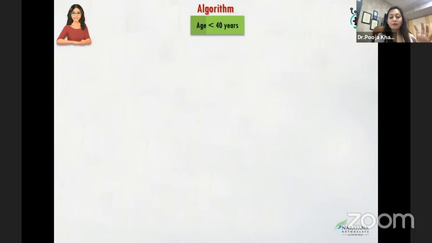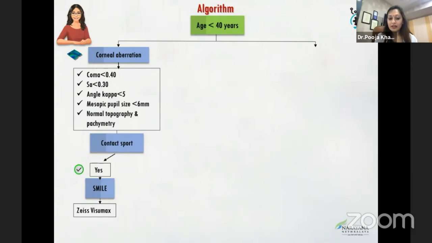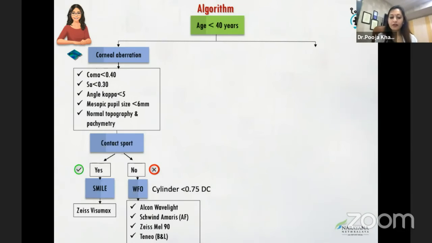A simple algorithm: if the patient's age is less than 40 years, you see the type of the cylinder. All your modern-day topographers give you corneal aberrations, so you don't need to worry about it. If the aberrations are on the lower side, your mesopic pupil size is less than 6 millimeters, and the topography and pachymetry are normal, and if the patient has a history of contact sport, you go ahead and do a SMILE. If the patient has no history of contact sport and the cylinder is less than 0.75 diopters, you can go ahead and do a wavefront-optimized or an aberration-free treatment. These are just the machines which give you those options. If I miss something, it is not intentional.